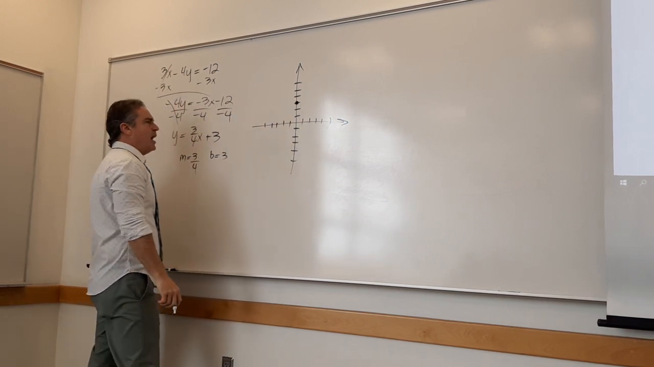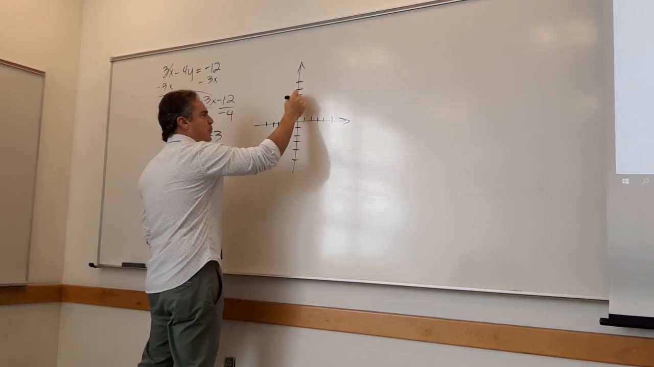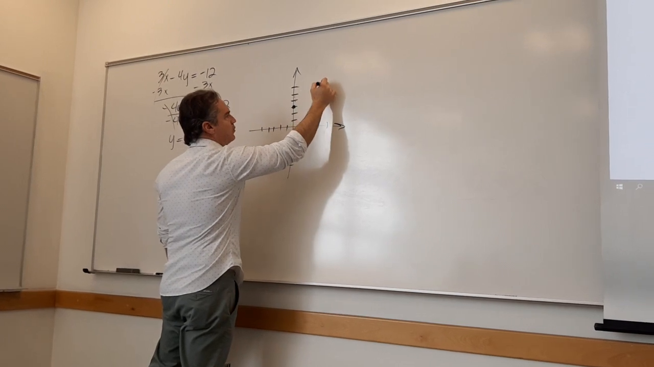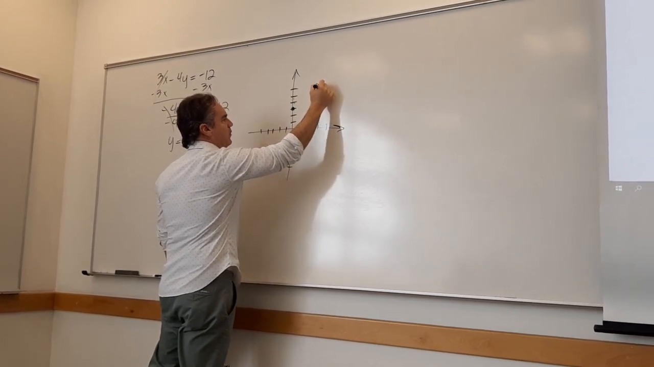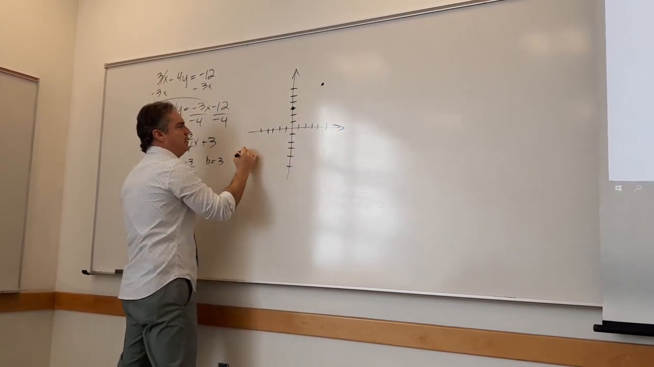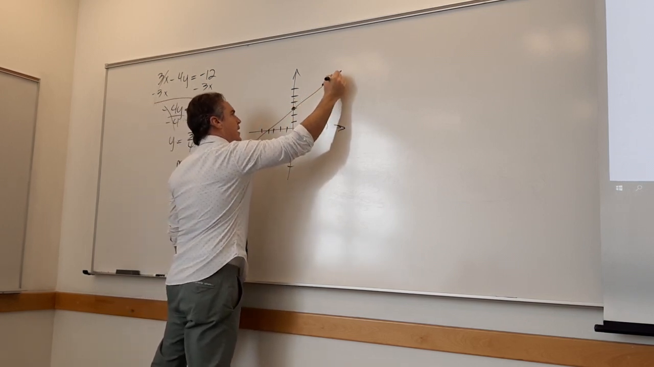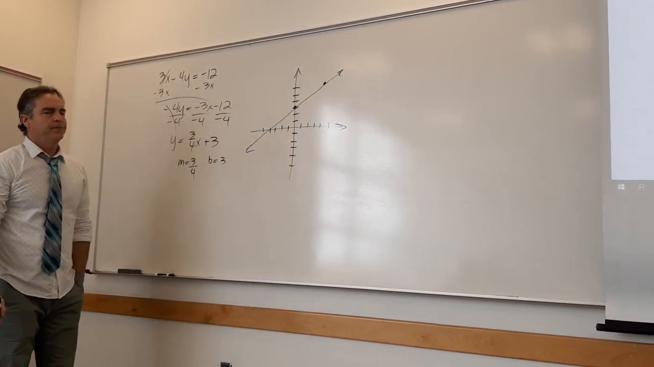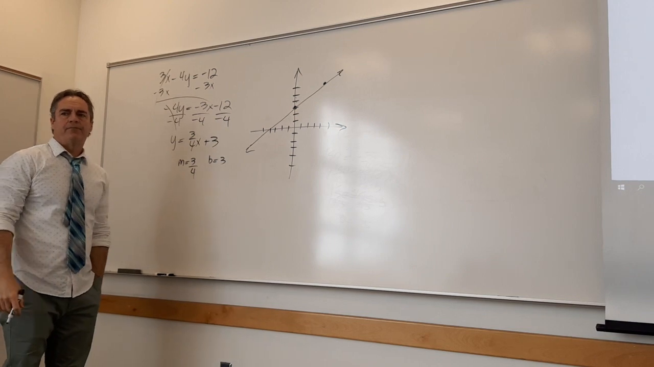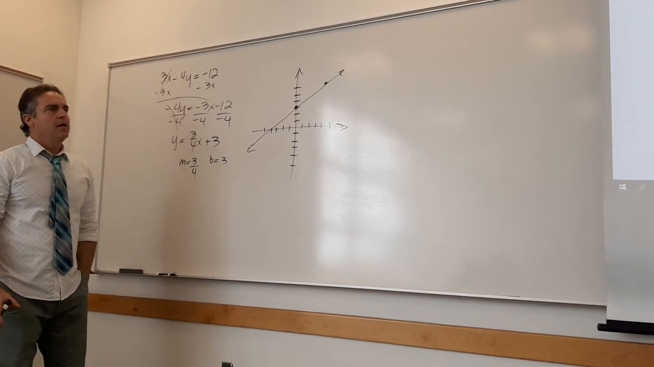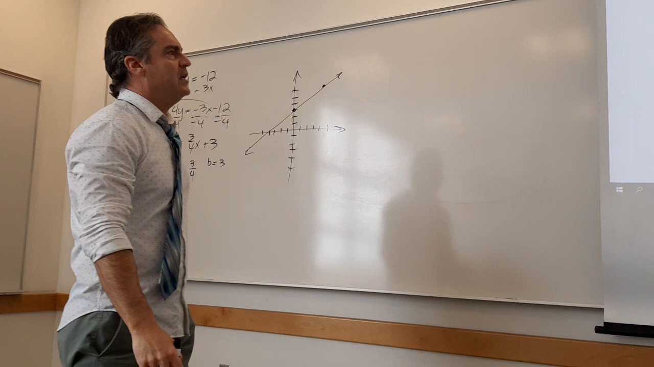And then we're going to rise 3 and run 4. So we're going to go up 1, 2, 3, and over 1, 2, 3, 4. Puts me about right there-ish, and my line looks like that. Okay? Say woo if your line looked like that. That's good. Okay? The next thing they asked us to find was the intercepts.